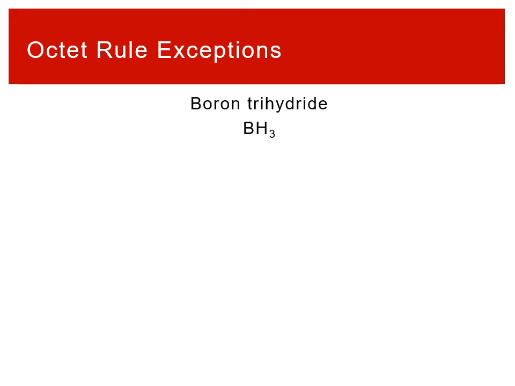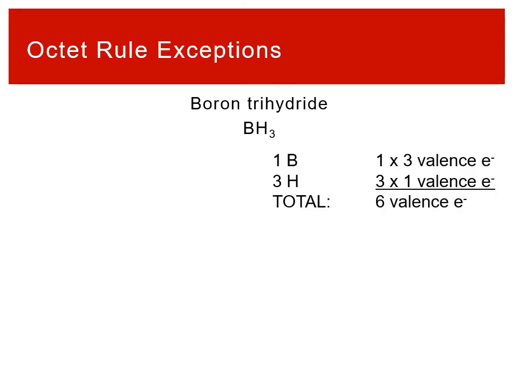Boron trihydride, BH3. Figure out the valence. Boron has 3. Each of the hydrogens has 1, 6 total. Boron's going to be in the middle. We also know that hydrogen can't be in the middle, so boron has to be in the middle. If we attach all those with single bonds, we're done. That's all the electrons. There is nothing else that you can put in there. That's going to be your Lewis structure for boron trihydride.